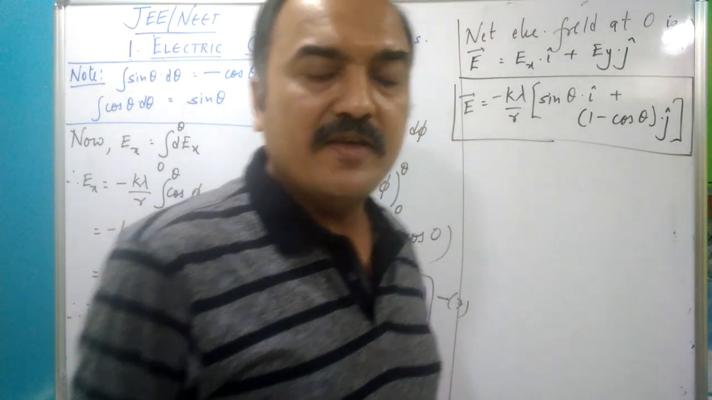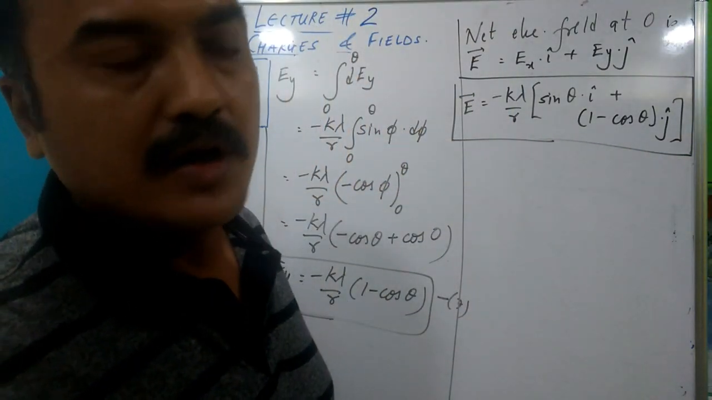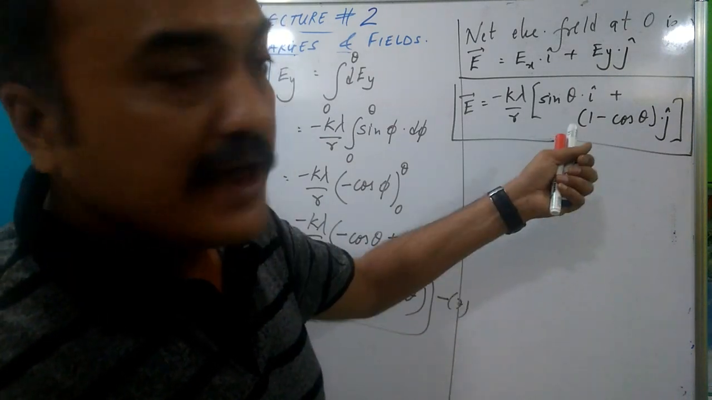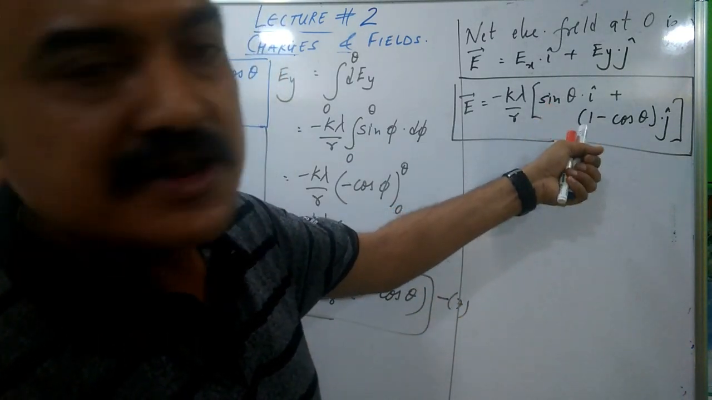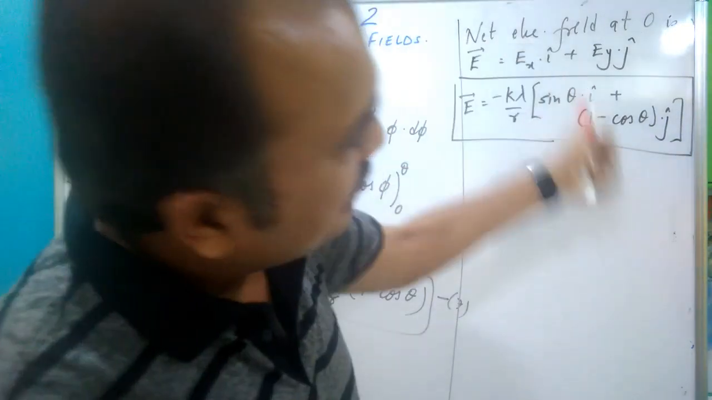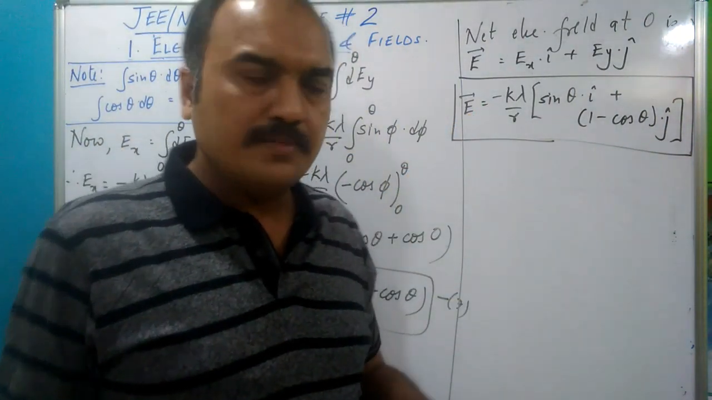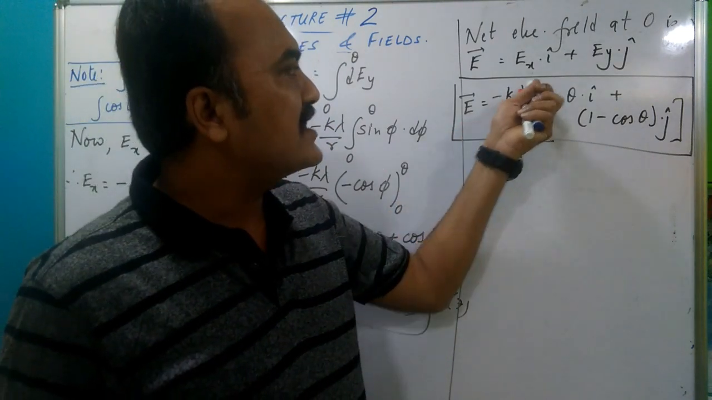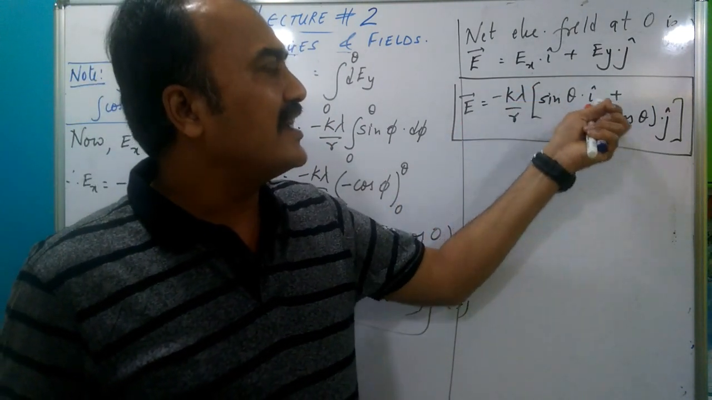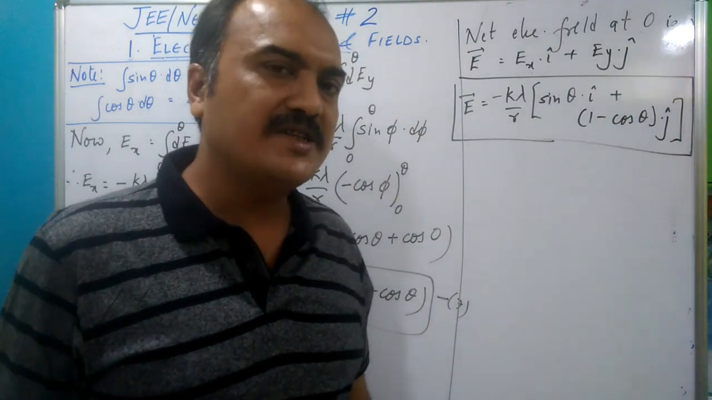I'm sure many people will heave a sigh of relief. Thankfully, sir, it's over. It had to end. But while ending, it gave us something. This has given us a very important formula. E bar, due to any arc, the electric field will be minus k lambda by r, sine theta i cap plus 1 minus cos theta j cap.